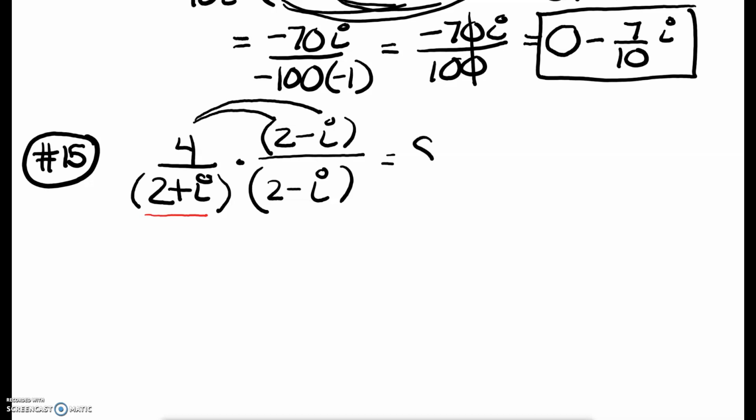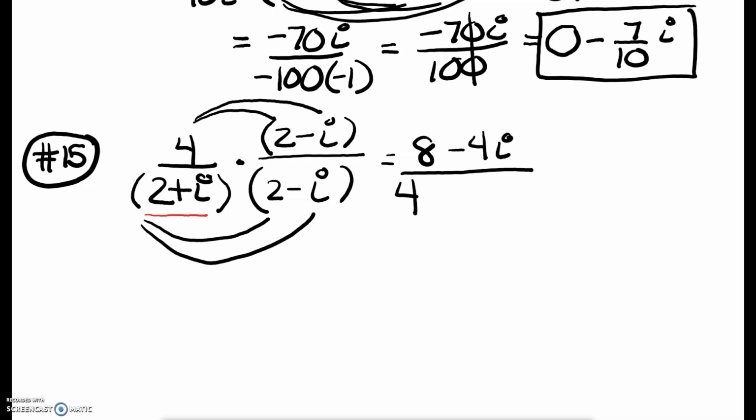So 4 times 2 is 8. 4 times -i is -4i. And now I have to distribute across the denominator. 2 times 2 is 4. 2 times -i is -2i.